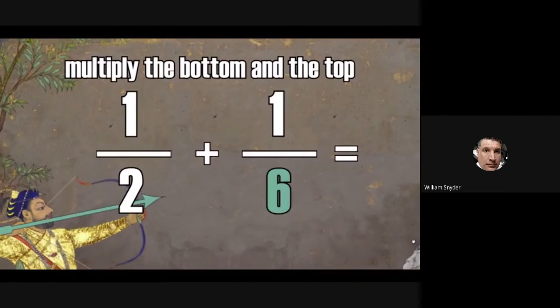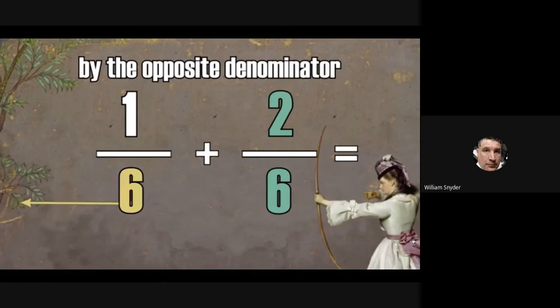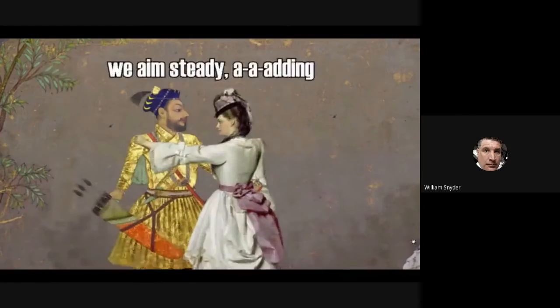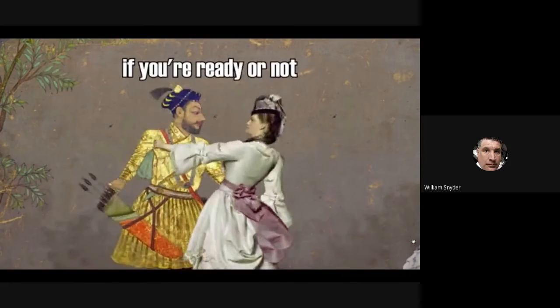Multiply the bottom and the top by the opposite denominator. Keep the bottom the same, but add the top. We ain't steady, adding if you're ready or not.